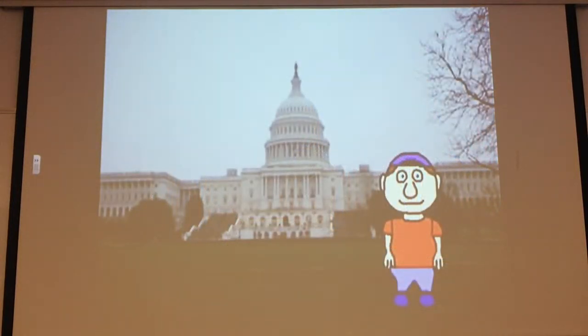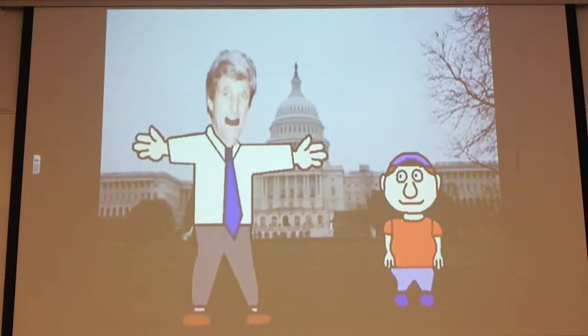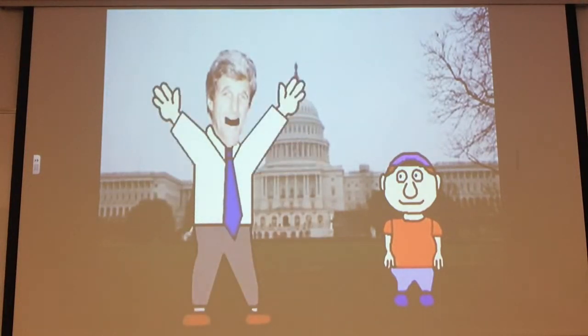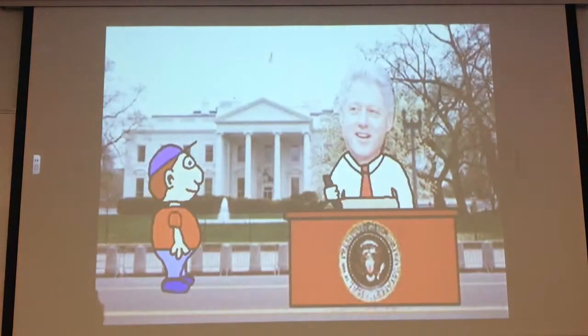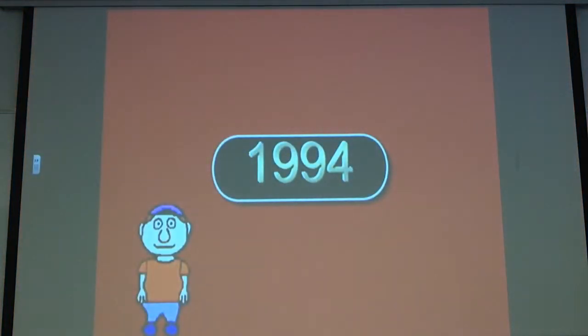It's late 1993. NAFTA passes both houses of Congress. I voted for NAFTA. Yay! Who's that? It doesn't matter. He won't be important for another 10 years. December 8, 1993. Bill Clinton signs NAFTA into law. My name is Bill, and I'm signing a bill. Hooray! It's 1994, and NAFTA begins to go into effect.